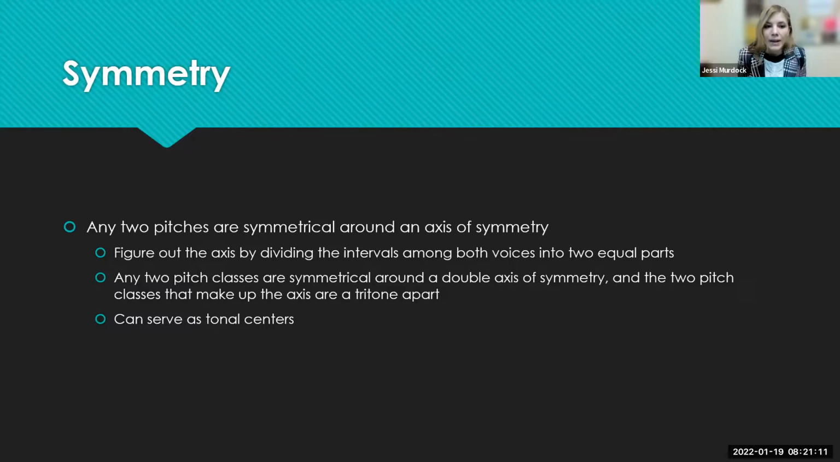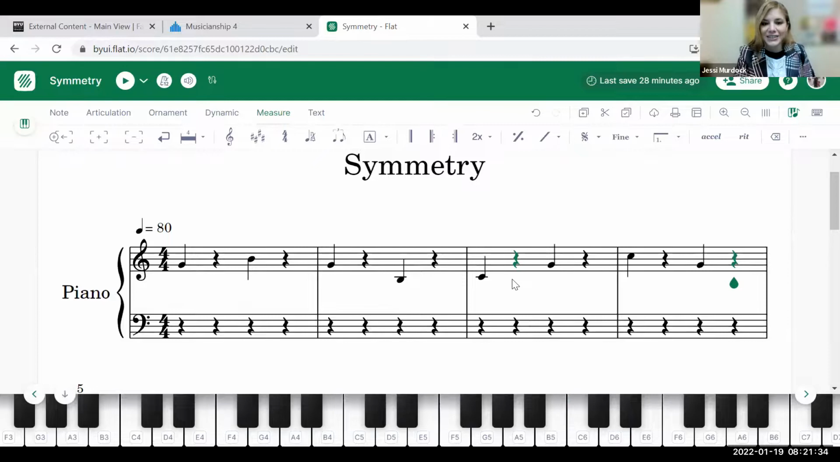These axes of symmetry can actually serve as tonal centers, and that's why we talk about it, because Bartok actually uses them as tonal centers in his music. So let me show you a couple other examples of how you can figure out the axis of symmetry. I want to show you using this so that you can have a visualization, basically, of looking at a piano, how it's laid out.